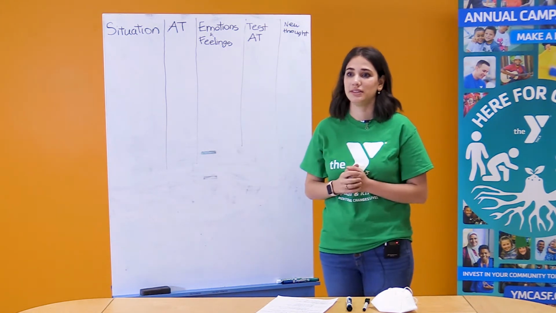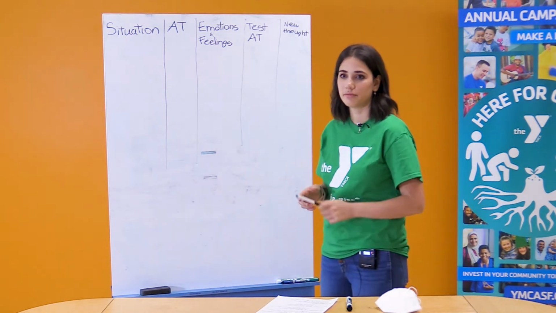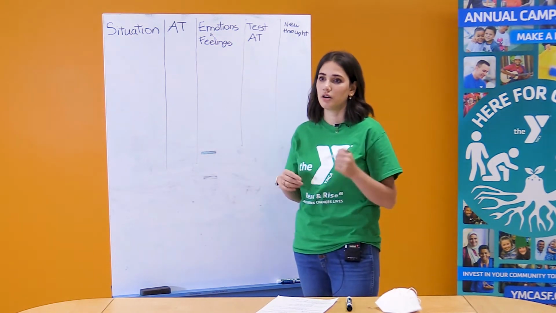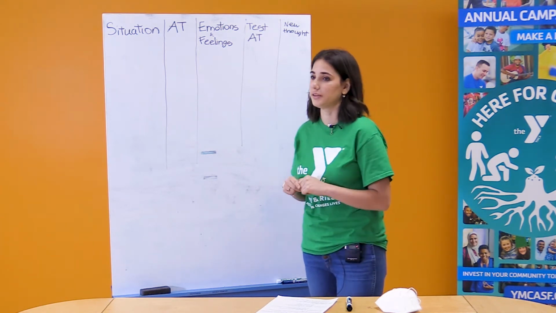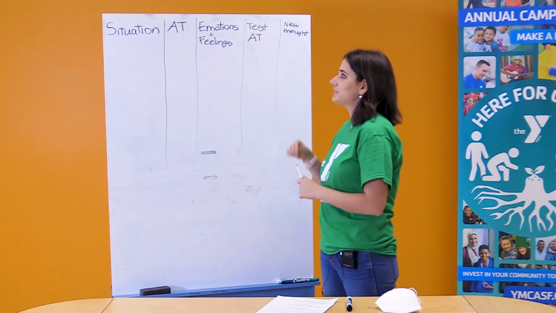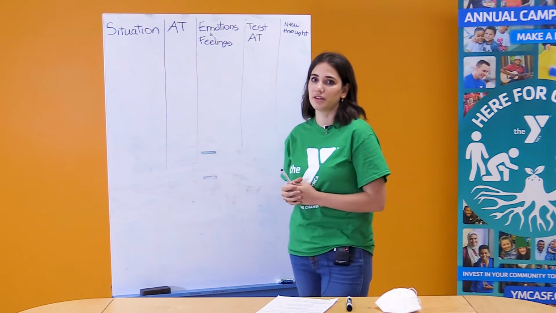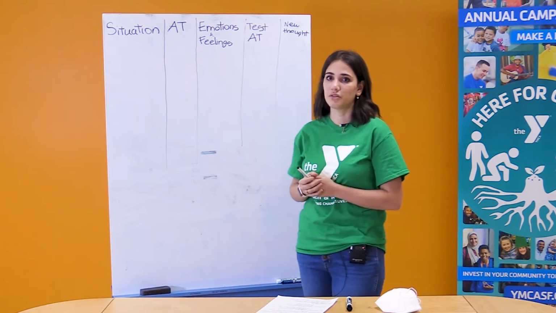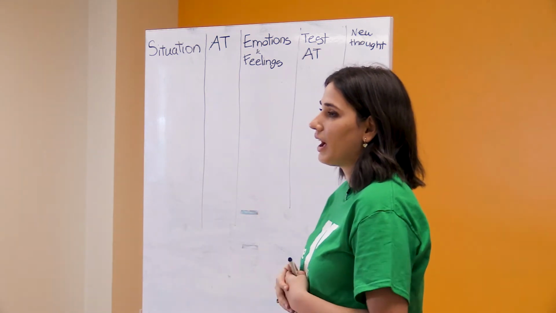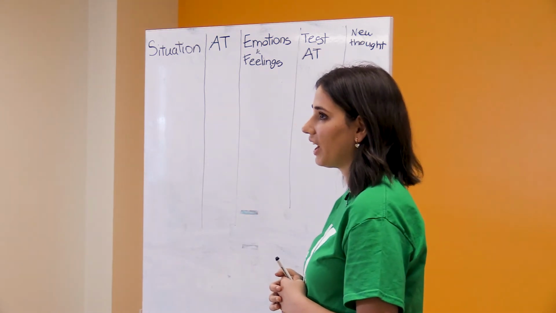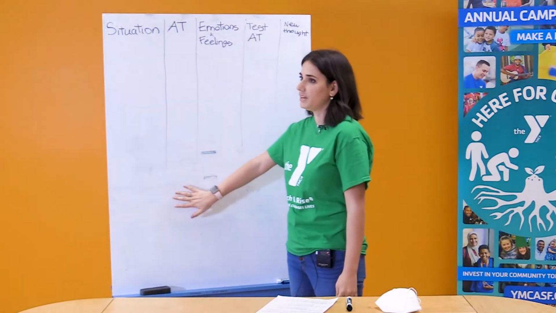For today's activity, you will need a table, a piece of paper, and a pen. Feel free to follow along, or you can just watch and try the activity on your own later. Here, as you can see, I have an automatic thought record. An automatic thought record allows you to record your own automatic thoughts and to challenge them so that you can interrupt unhealthy thinking patterns.